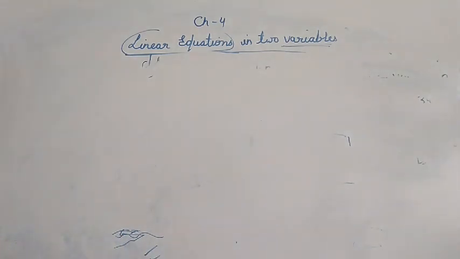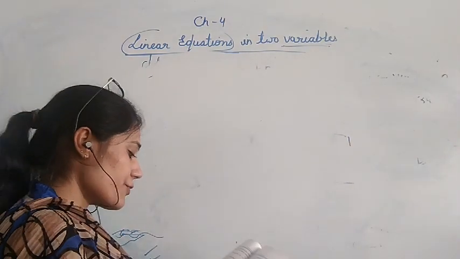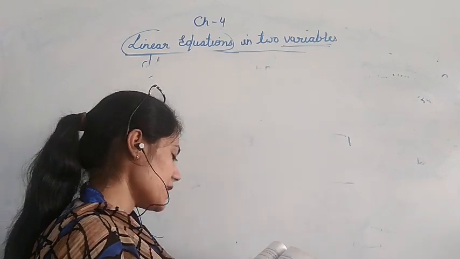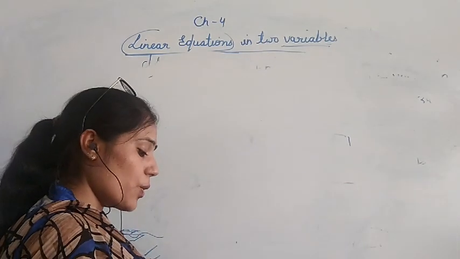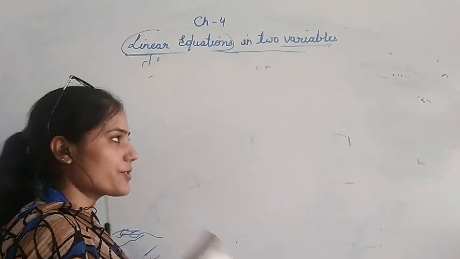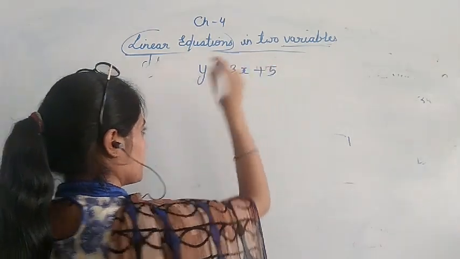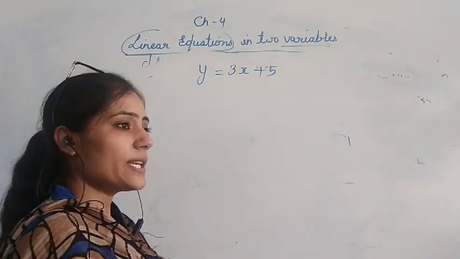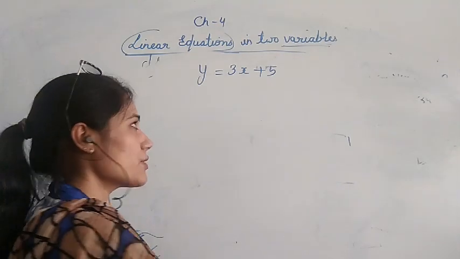Exercise 4.2. In exercise 4.2, you will see the first question. Which one of the following option is true and why? Y is equal to 3x plus 5. This is objective type question. A unique solution, only two solution or infinite solution. When I am writing y is equal to 3x plus 5. Now it is saying it is having unique solution or only two solution or infinite solution.